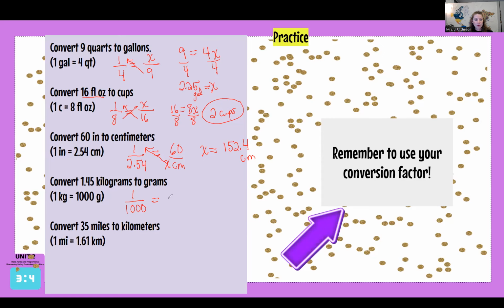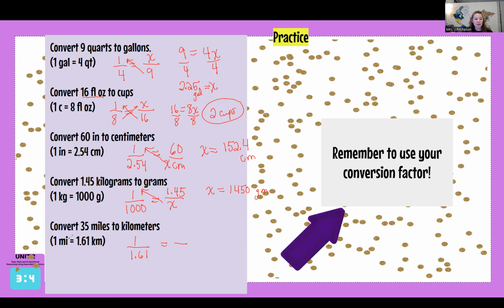The next one, 1 kilogram is equal to 1,000 grams. What if I have 1.45 kilograms? I must put it on the top because this 1 is kilograms as well. How many grams? I don't know, but when we multiply, 1 times x is 1x, which is just x. So when I multiply, I'm basically moving that decimal 3 places to the right. 1, 2, 3, 1,450 grams.